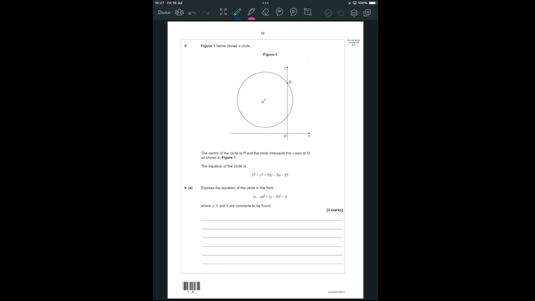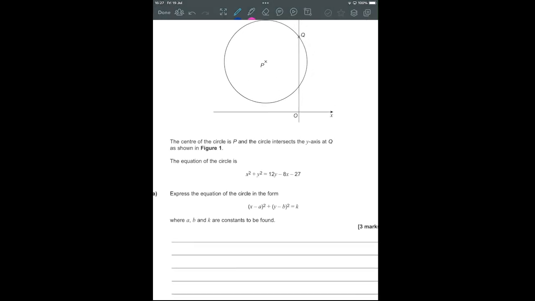Question 9. We have a circle. The center of the circle is P and it intersects the y-axis at Q. The equation of the circle is that. Express it in that form. So we've got to complete the square going on.